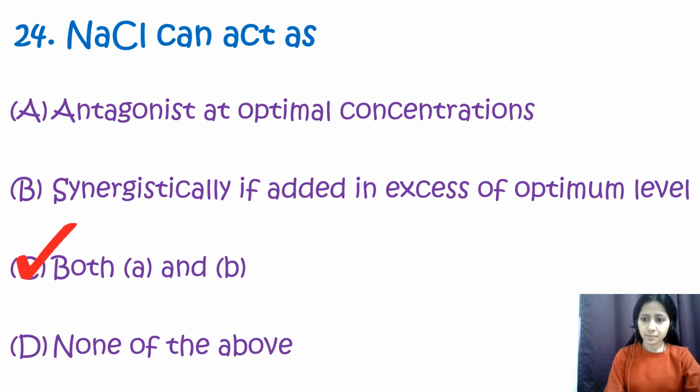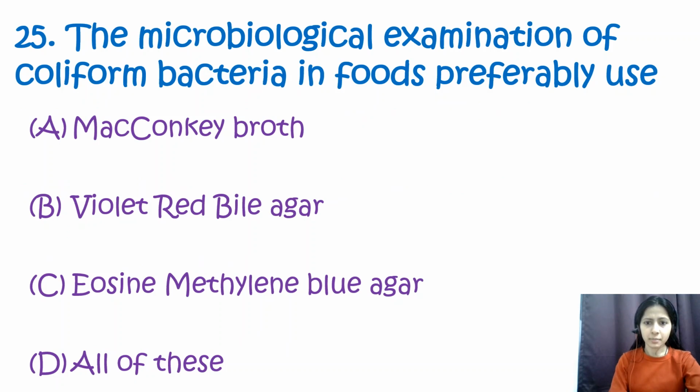Question number 25. The microbial examination of coliform bacteria in food preferably uses option A, MacConkey broth, option B, violet red bile agar, option C, eosin methylene blue agar, and option number D, all of these.